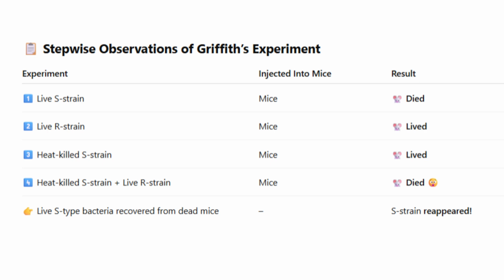Experiment 4: heat-killed S strain plus live R strain. Then came the surprising part. Griffith mixed heat-killed S strain with live R strain and injected the mixture into mice. To everyone's shock, the mice died. Even more surprisingly, live S-type bacteria were recovered from the dead mice. Conclusion: Griffith concluded that some transforming principle from the dead S strain had converted the R strain into virulent S-type. He didn't know it then, but this transforming principle was DNA.